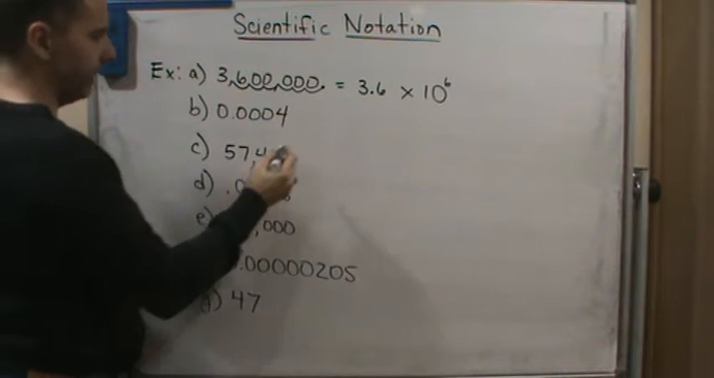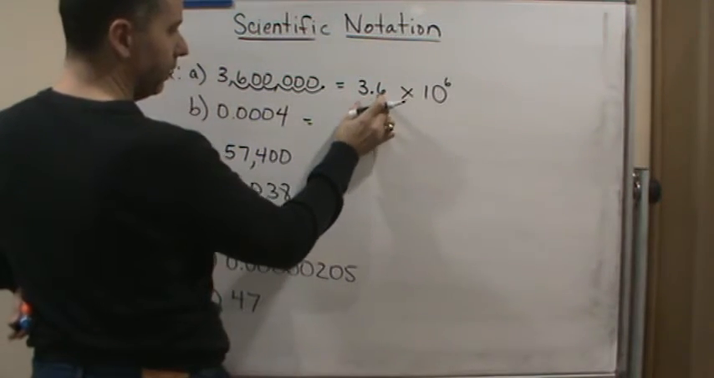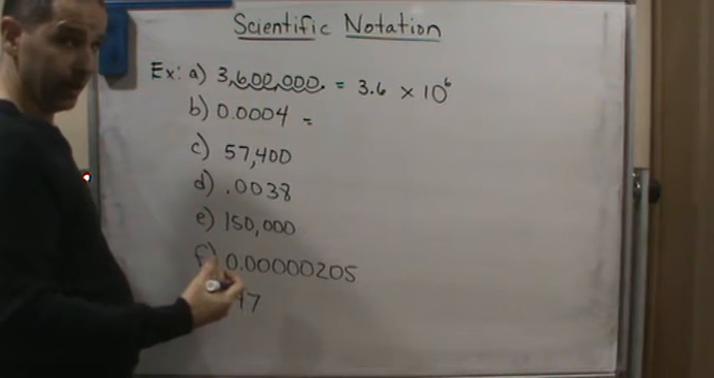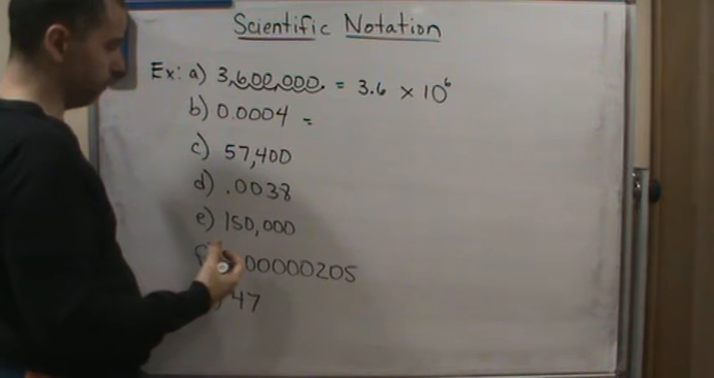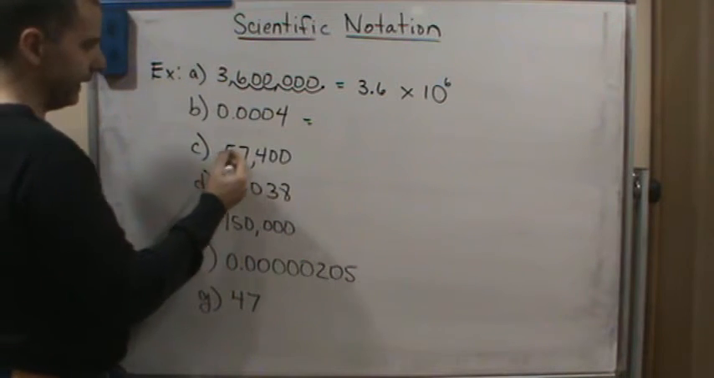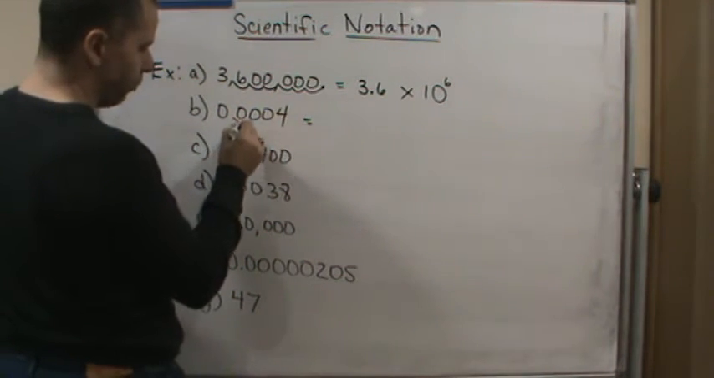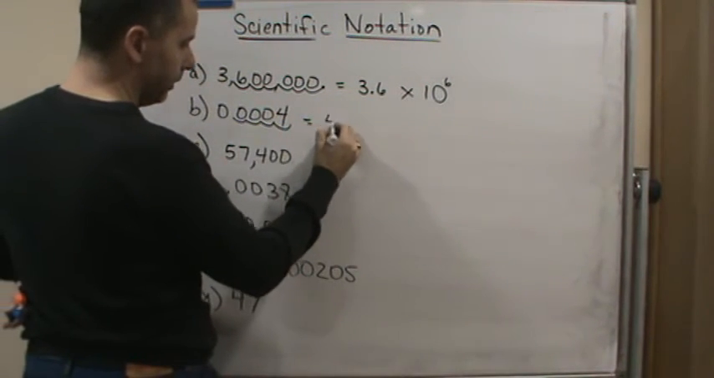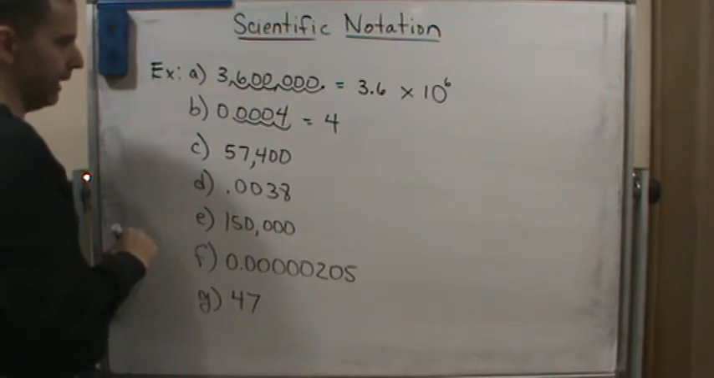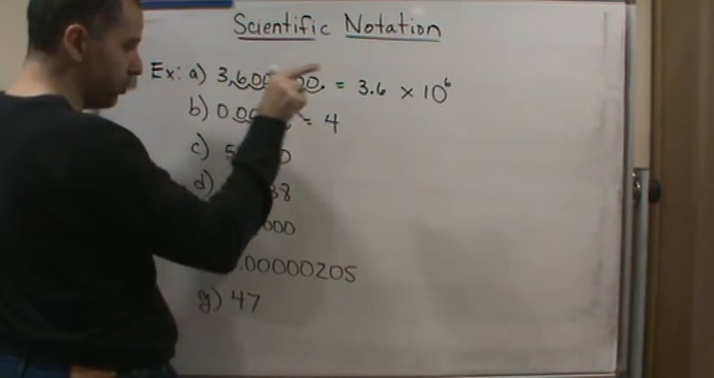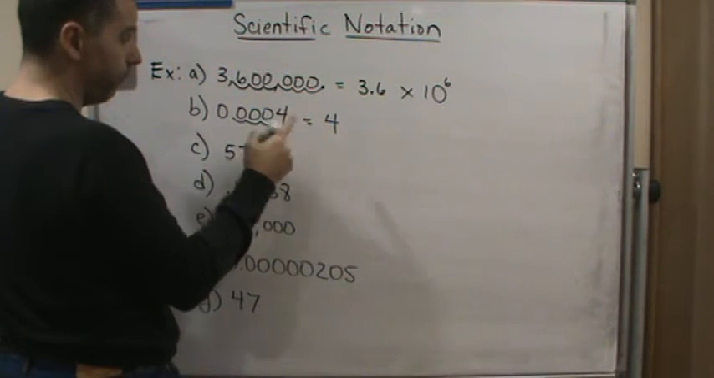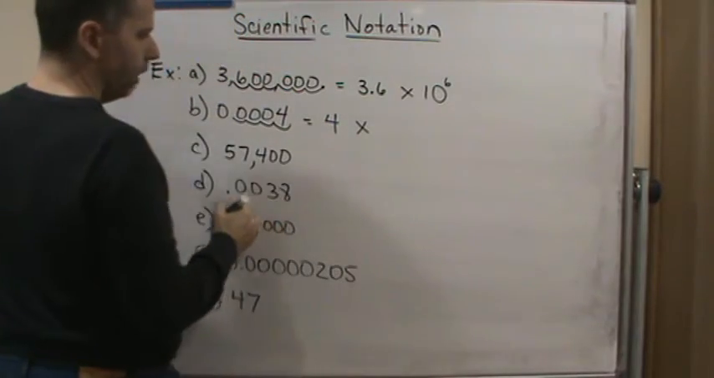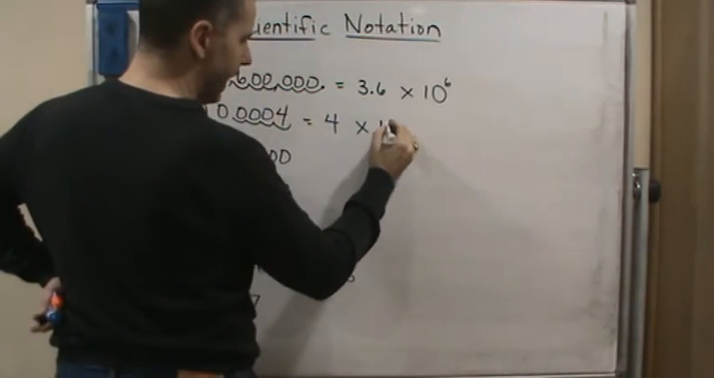Well, now again, I need a number that's between 1 and 10, less than 10 and no smaller than 1. Well, here, if I move the decimal point this way, 1, 2, 3, 4, well, now I get a number 4, right? But how many decimal places did I need to move it to the right? I had to move it 4 spaces to the right. So now, what power of 10 do I need?